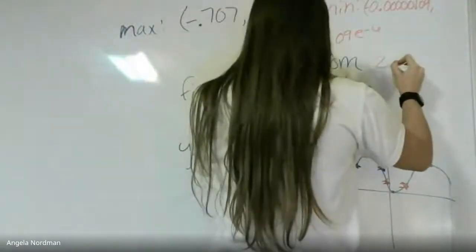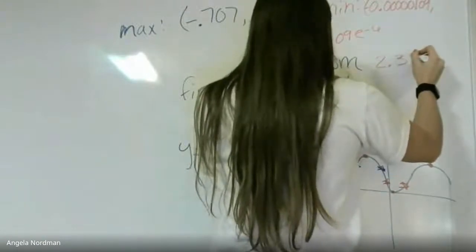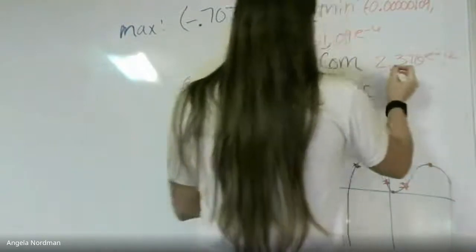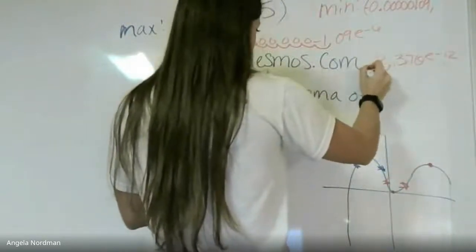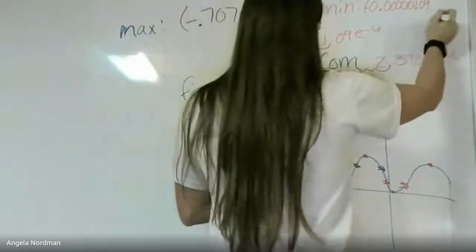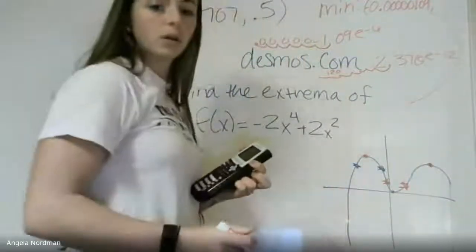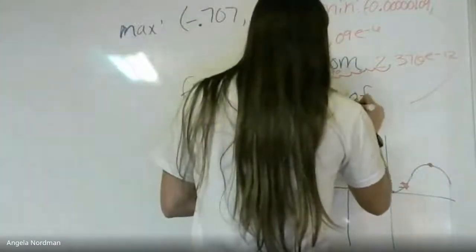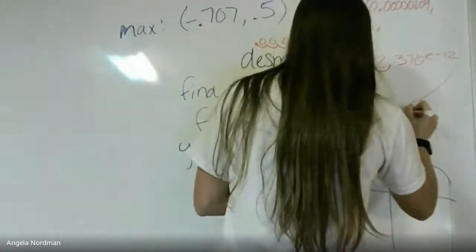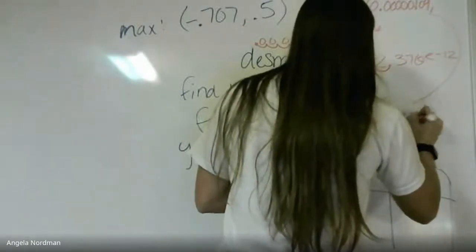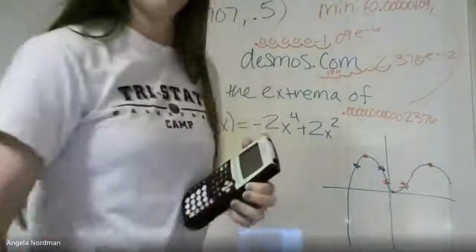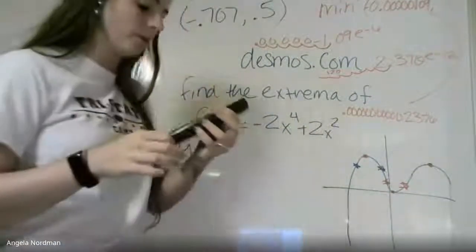And then my y value is the exact same kind of idea, 2.376 e to the negative 12. So I move my decimal point left 12 times. What I know is that I should have 12 zeros in here. So I'm going to write this number down. It is 1, 2, 3, 4, 5, 6, 7, 8, 9, 10, 11 zeros, 2, 3, 7, 6. That would be my minimum. What this is saying is it's just an incredibly small number.